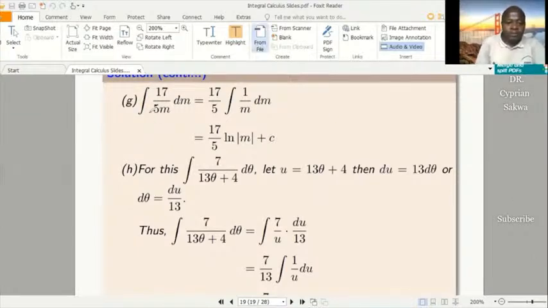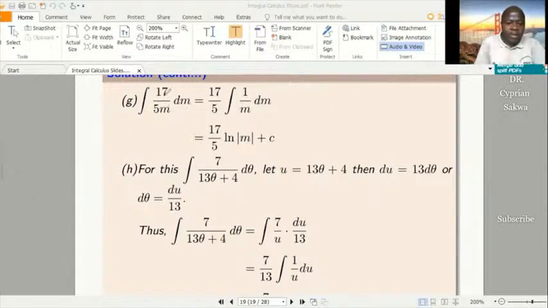Now this time I'm integrating this, and remember that we said at the beginning that the integral of 1 out of m dm would be the natural logarithm of m, and this m we put between the absolute value signs, and then we add the constant of integration.